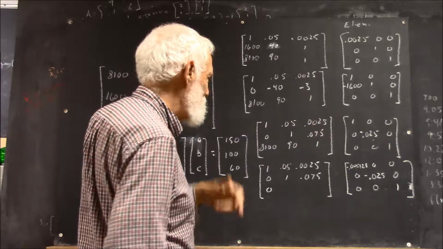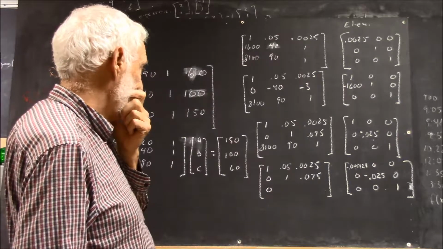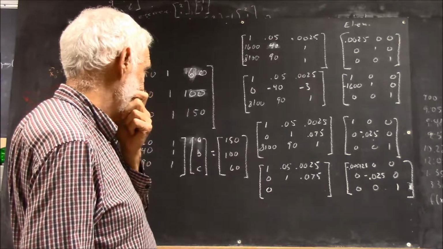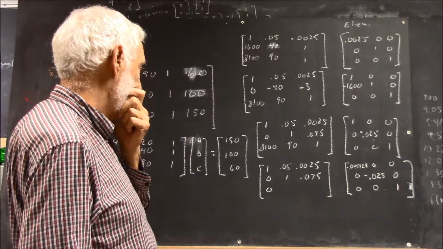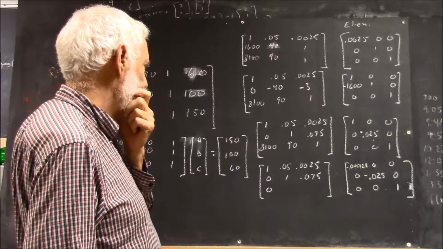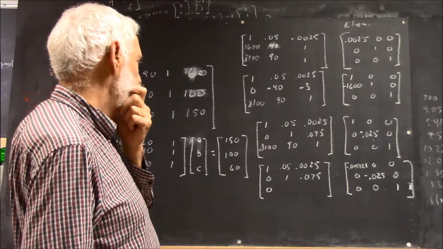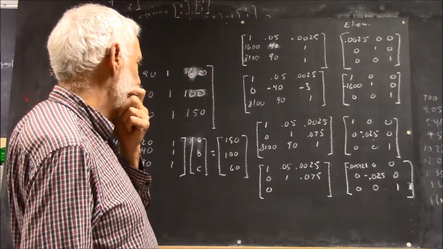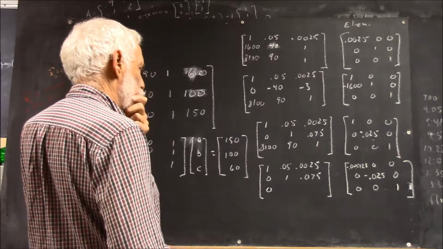Times that is darn near, not much. I mean, that's going to be like 0.009. 0.05 times that's going to be 0.0004. And we're adding to this.